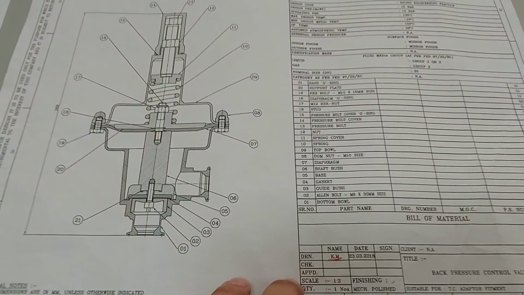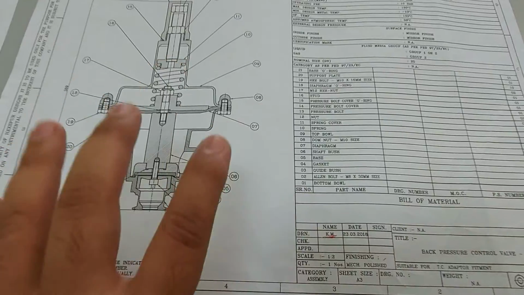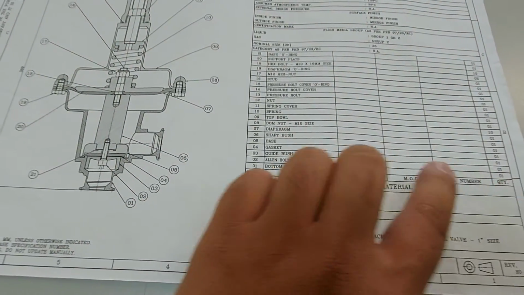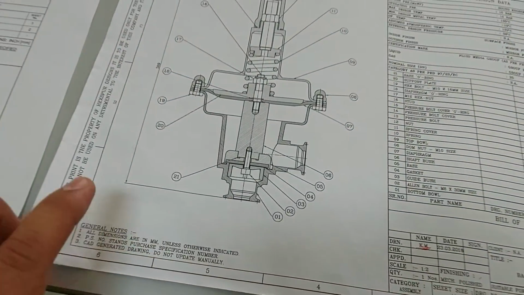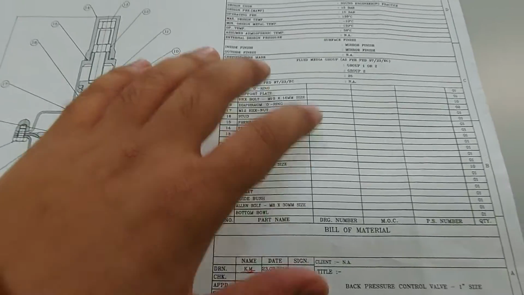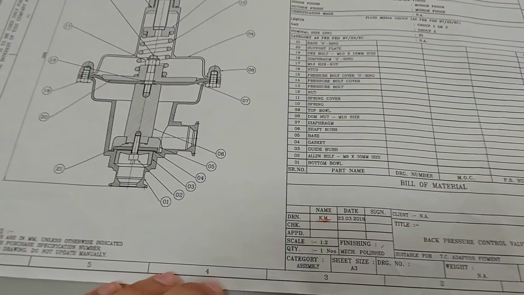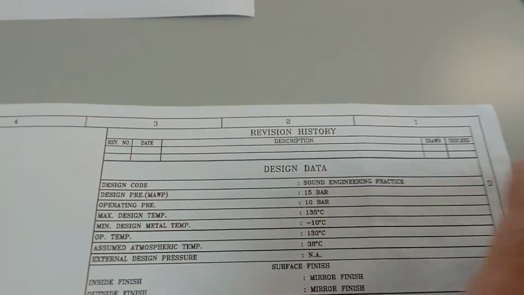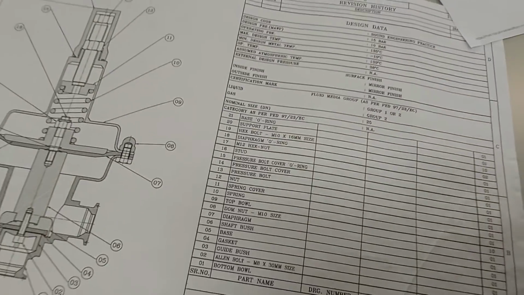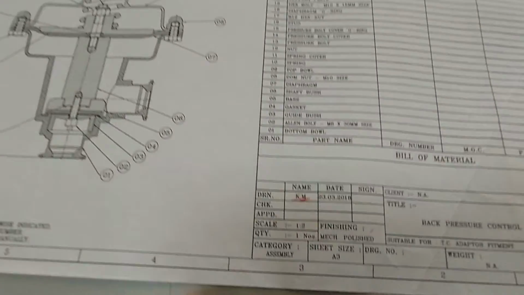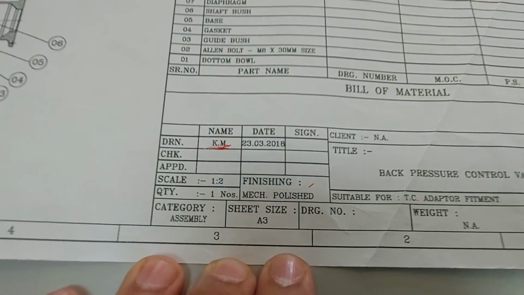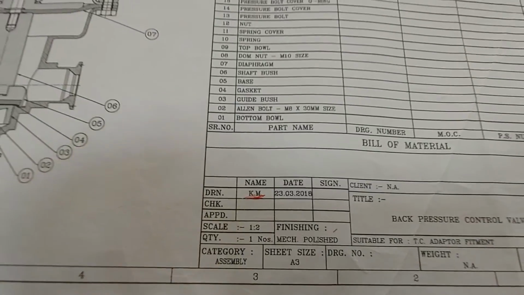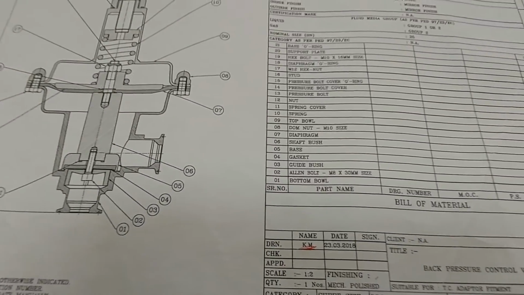And then we discussed the components of technical drawing, like title block, grid system, part list, and revision block, which is most important, and projection symbol, and material and finish. That's it.